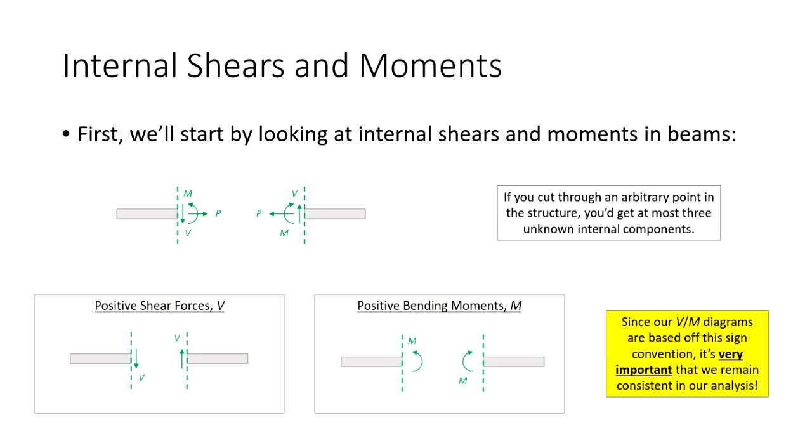Now, let's go back to something we discussed a little while ago, and that was sign conventions. I don't want to say we glossed over it, but we've talked about this before, and now we really need to talk about it. So let's talk about the image here on the top. This is what happens when you take a samurai sword or your lightsaber and cut through some arbitrary point in the structure, which is what we're going to be doing. We're cutting through some arbitrary point and we get at most 3 unknowns, because there's a sum of forces in the x direction, a sum of forces in the y direction, and a sum of moments.